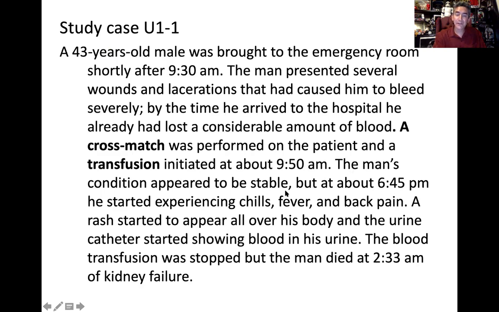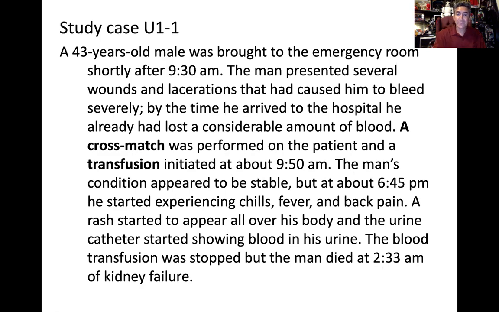6:45. We're having chills, back pain, fever, and things go bad at 2:33. The person died. Right. So this is not the goal of an emergency room, right? To kill the patient. So what do you suspect was the cause of death? What do you suspect caused this 43-year-old man to die?